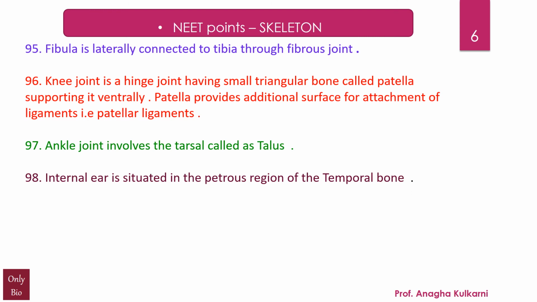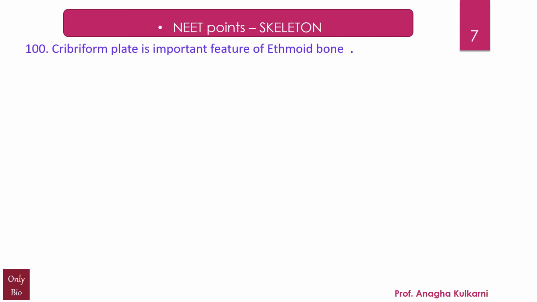Next, internal ear is situated in the petrous region of the temporal bone. Next, styloid process is present in the temporal bone. Point number 100. Cribriform plate is important feature of the ethmoid bone.